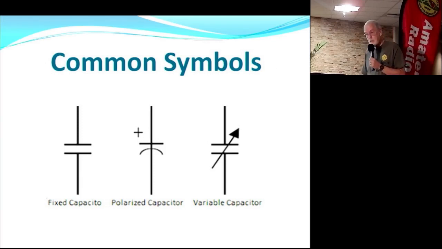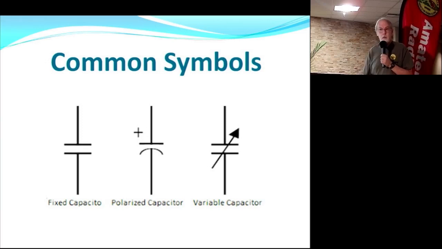These are some symbols, and ignore the one in the center with the short. But on the left side is our traditional symbol for a capacitor. The one in the middle is polarized. It's got a plus sign on it. And the one over on the far right is a variable capacitor.